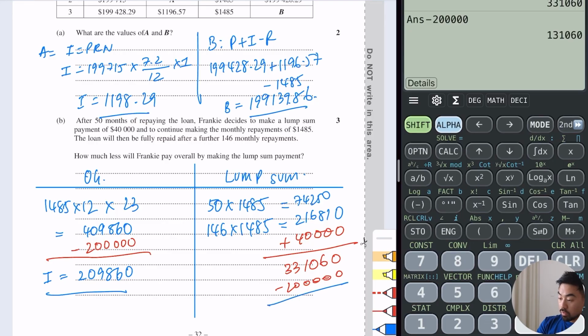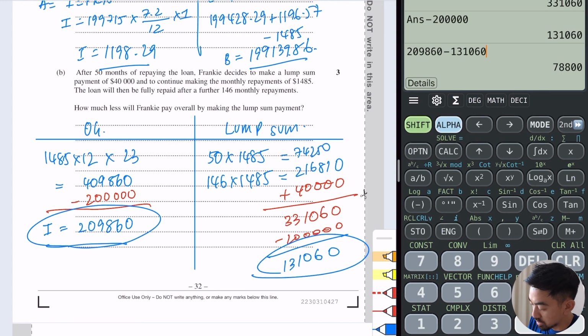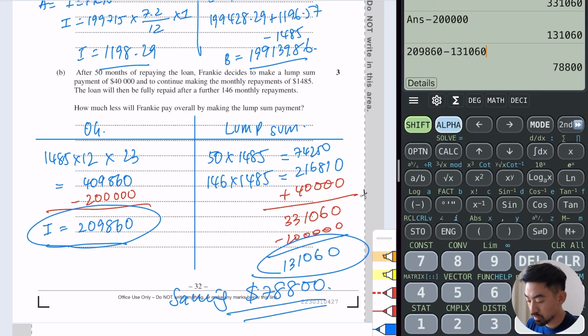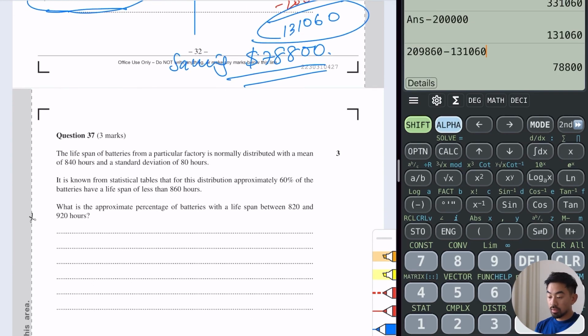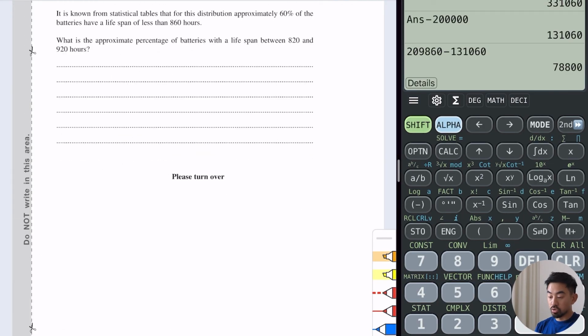Which is 131060. Compare these two. Okay, so 209860 minus 131060, and it looks like to me she's saving 78800. Okay. How far are we? Oh, 2 more questions, thank God.